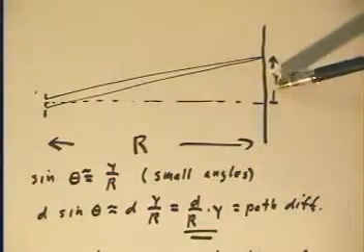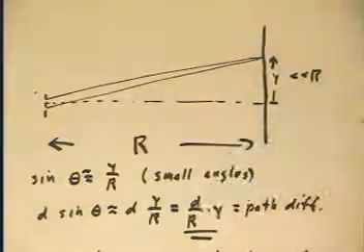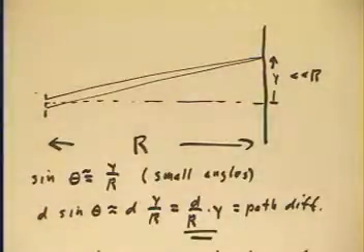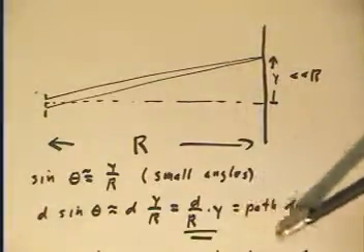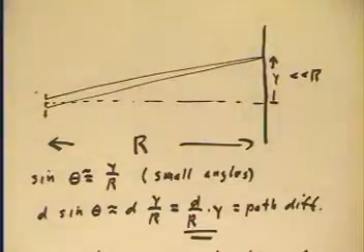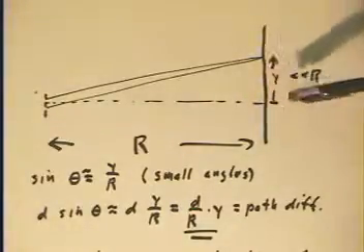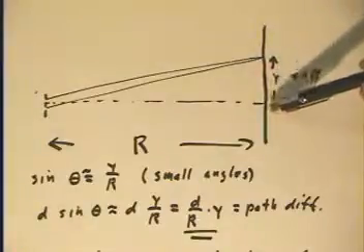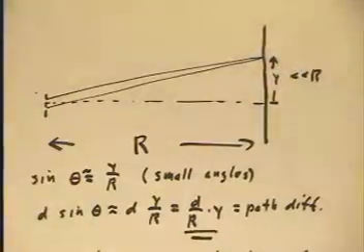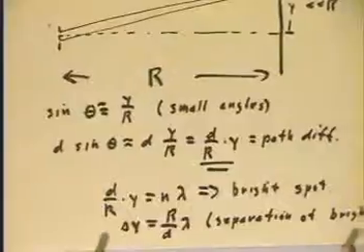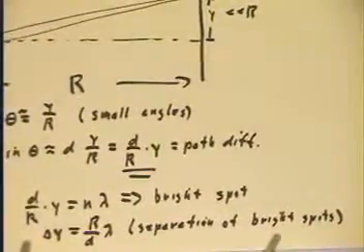So if y is a centimeter, and let's say d over r is 1/10,000th or 1/1000th, then the path difference is going to be like 1/1000th of a centimeter. Okay, so very small path differences correspond to small changes in y. Now let's see how that works out.